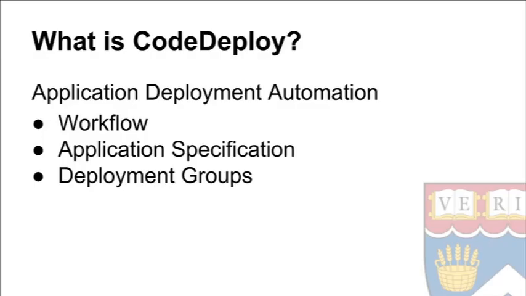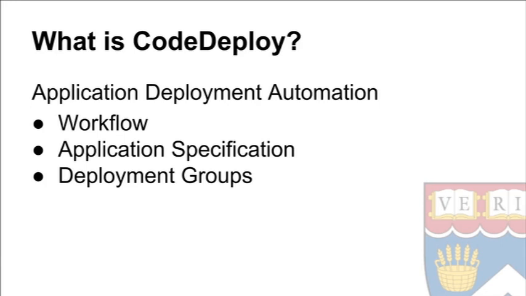What is Code Deploy? Code Deploy is basically an automation platform to allow you to deploy software to a large number of EC2 instances in a controlled way. So it's basically application deployment automation for short. What it allows you to do is define a workflow that allows you to build a web application and then deploy it to EC2 instances.